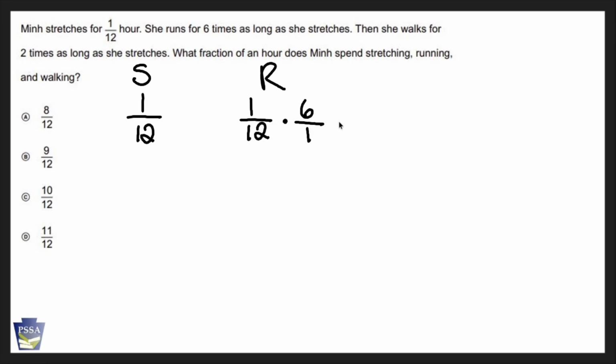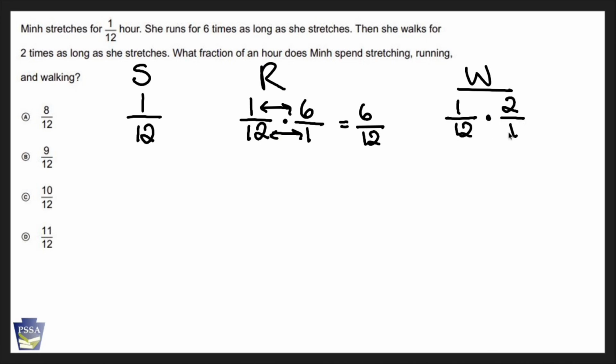1/12 times 6/1, multiply the numerators, gives you 6. Multiply the denominators, gives you 12. Now, I know you want to simplify that, but let's not simplify that, not yet. Then she walks for 2 times as long as she stretches. So she stretches for 1/12, and she walks for 2 times as long as she stretches.